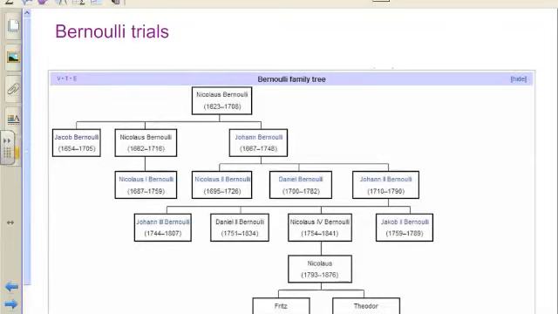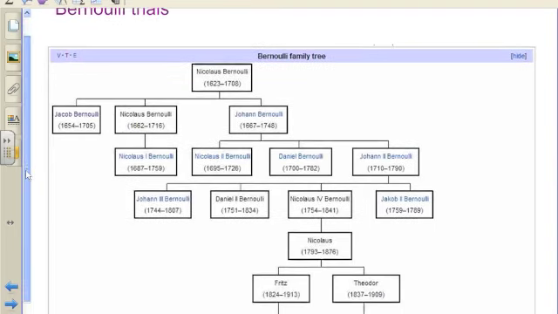All right, so in Chapter 17, we're going to start our discussion with what are called Bernoulli Trials. And Bernoulli Trials are named after a man. His name is Jacob Bernoulli. This is him right here on this family tree. And he took part in a lot of statistics and mathematical discoveries.